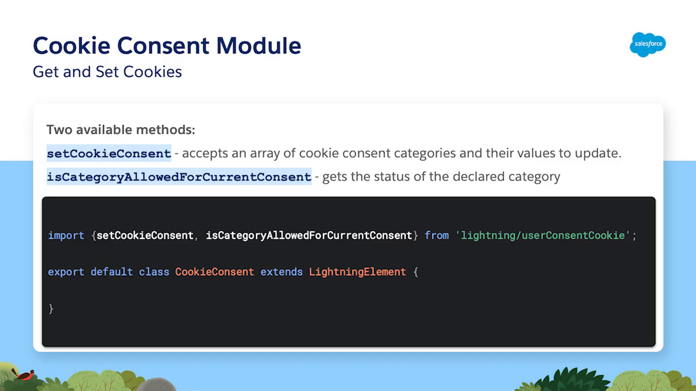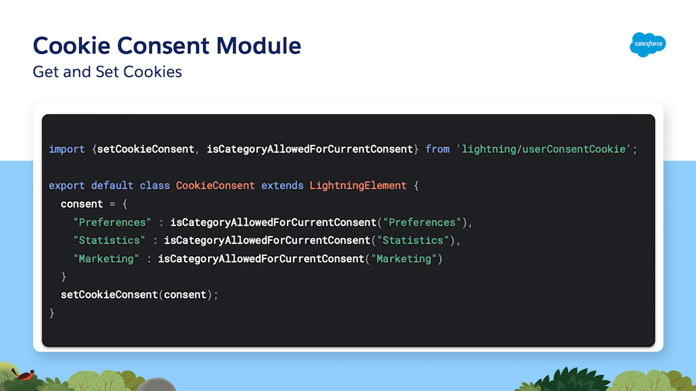There is a new user cookie consent module that you can access that allows you to import two methods for managing cookies. The first of those is the set cookie consent method. It allows you to pass in an array of the user's preferences and update them. The second is the is category allowed for current consent method, which does exactly what it says it does. It gets the status of the category and returns it to your component.